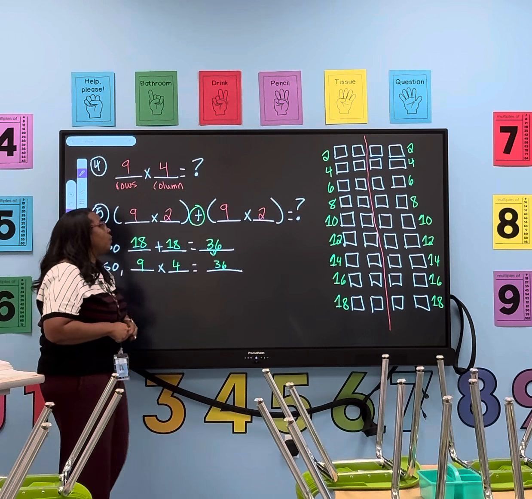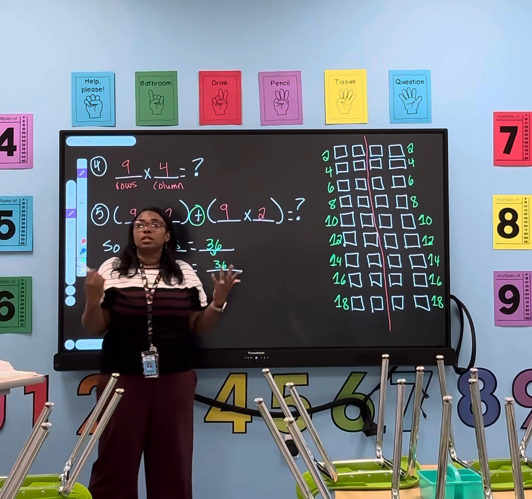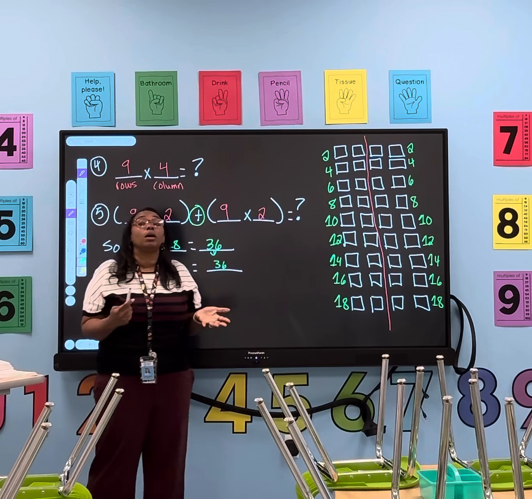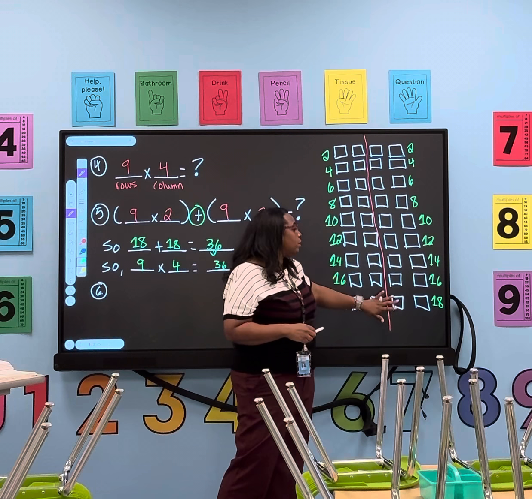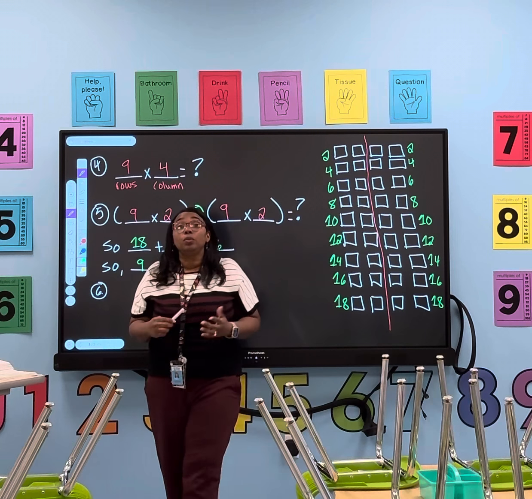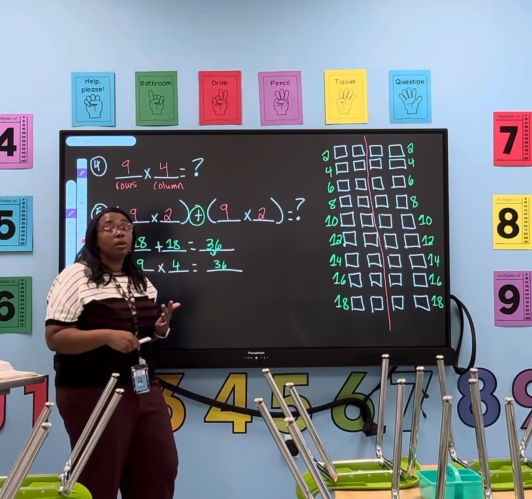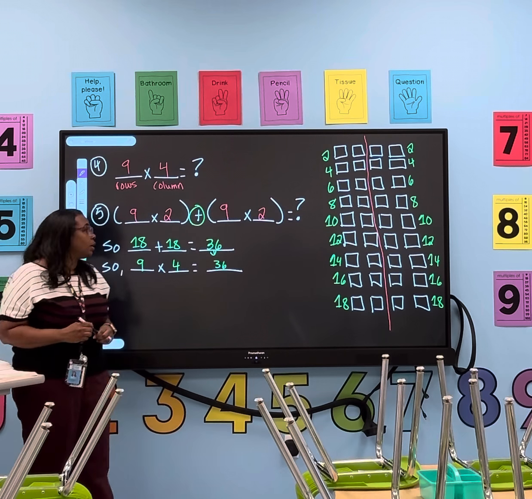And you might say, well, I can just count them all. Yes, you can count them all. You can check it by counting them all together. If you count all your squares, you will get 36. So that could be a quick check just to make sure you are doing it correctly.